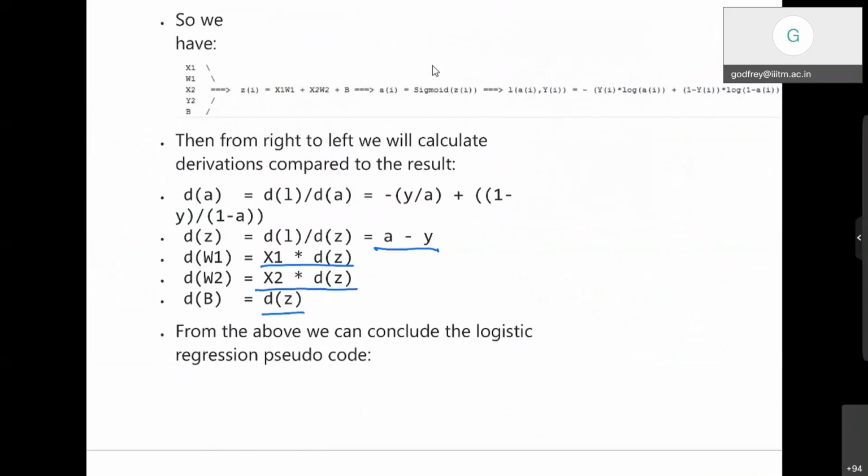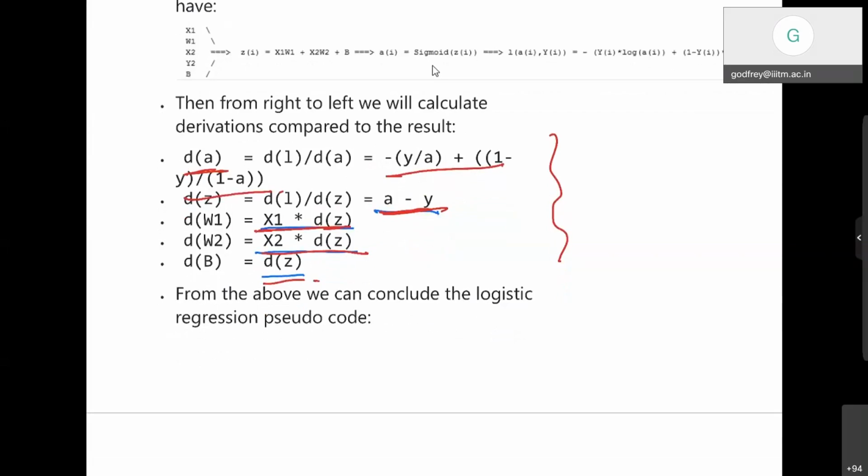So this is what we write over here. You have dA given by this particular equation, dz given by a minus y, dw1 given by this equation, and this equation. So you have these derivations.